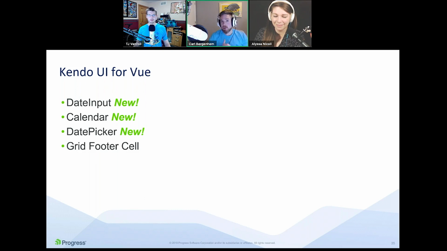We already have the grid in a very stable spot. In fact, we added the footer cell into the grid with this R2 release. But in terms of features and functionality beyond that, it's definitely primed to use in production. V1 is released, so it's a component that's already seen a lot of use. But within R2 2020, we also added the date input component, the calendar component, and the date picker components. These are all native components specifically built for Vue.